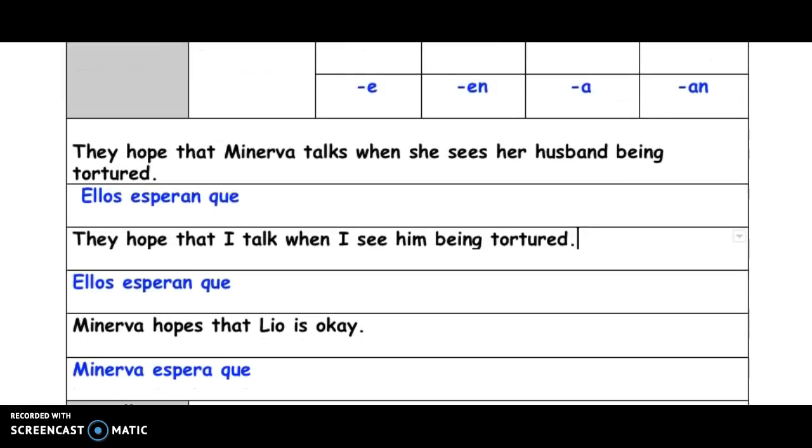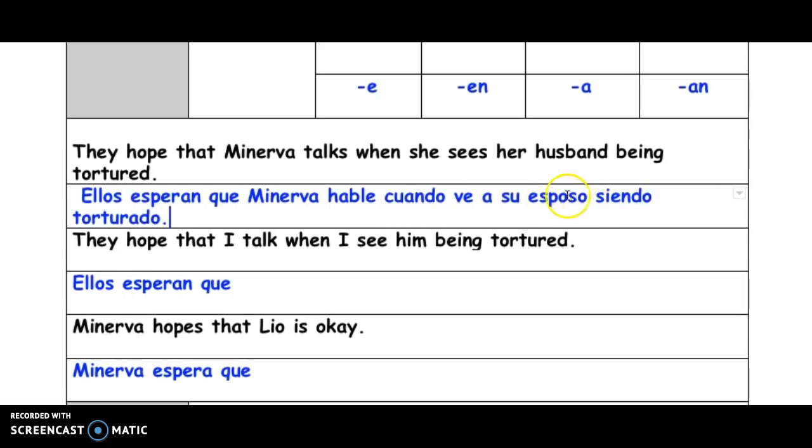So here is the subjunctive in context. If you say, they hope that Minerva talks when she sees her husband being tortured, they are trying to influence Minerva's actions. So ellos esperan que Minerva, usually it would be habla, but we're going to go to the yo form, drop the o, add opposite endings, would be hable, cuando ve a su esposo siendo torturado.